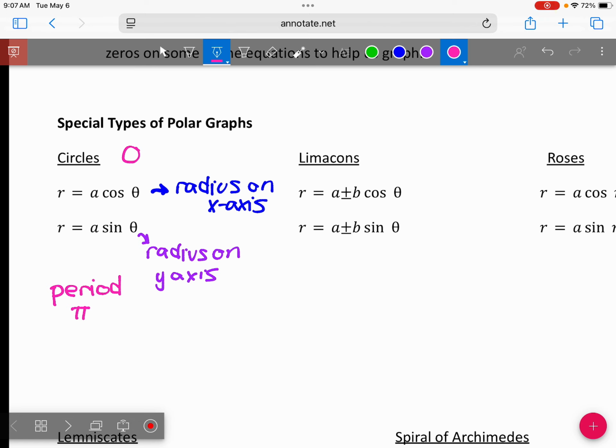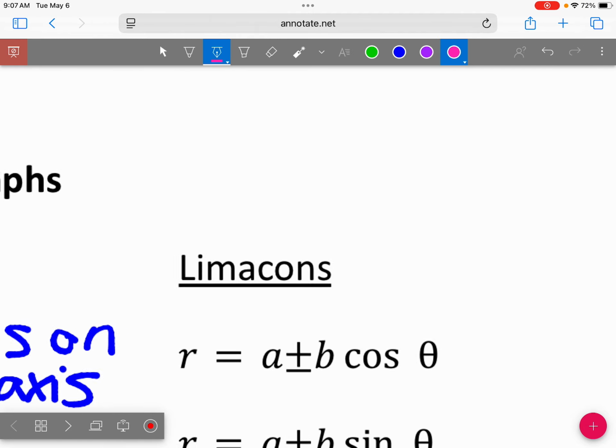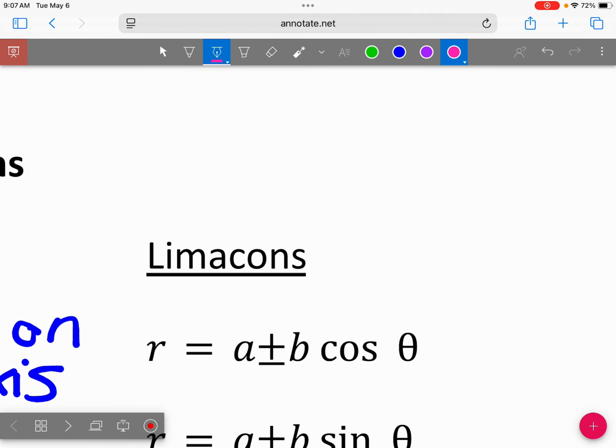So then we're going to look at our next piece, which is called a Limacon, is how that's pronounced. I'll write it out. I'm going to zoom it in super close so I can write. So this is a Limacon.